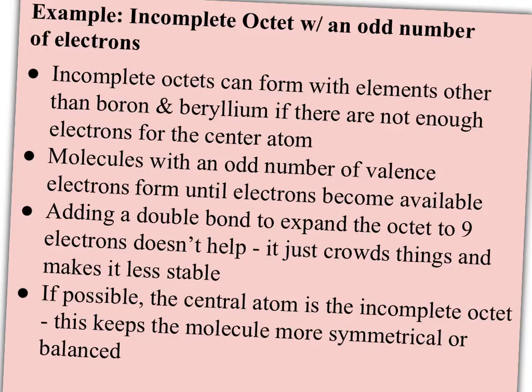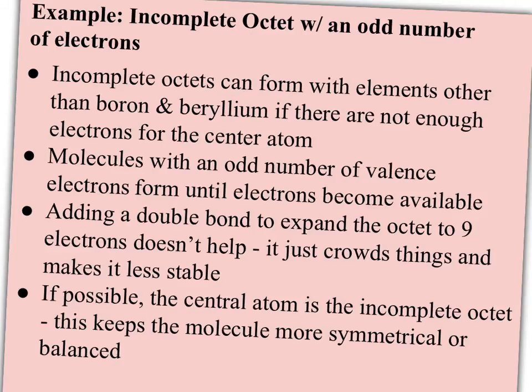The last exception to look at is an incomplete octet with an odd number of electrons. This happens commonly with polyatomic ions forming that don't have a metal to pick up the extra electrons from that they need. So polyatomic ions are the most common you're going to see here. This is before they've picked up the -2 or the -1 charge because they haven't found that extra electron.